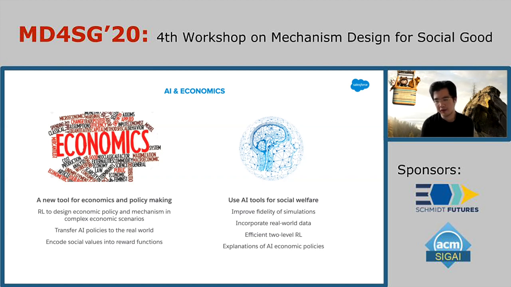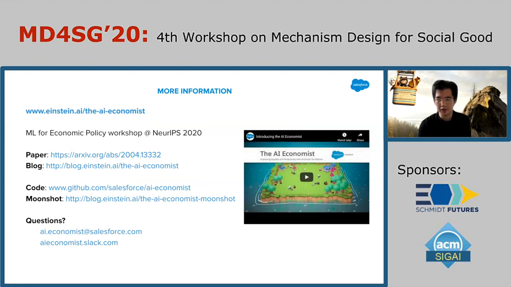Now, on the AI side, we hope that people will spend more time thinking about how to use these types of tools for social welfare improvement. In this particular case, we want to improve the fidelity of these simulations such that we can transfer AI policies more effectively from simulation to the real world. We need to incorporate real world data to ground these simulations. We need to make two-level reinforcement learning more efficient. And last but not least, we also need to have better control over the explanation of why an AI policy would decide to set tax rates as it did. And this is still a big area of research. So I'll close with that.